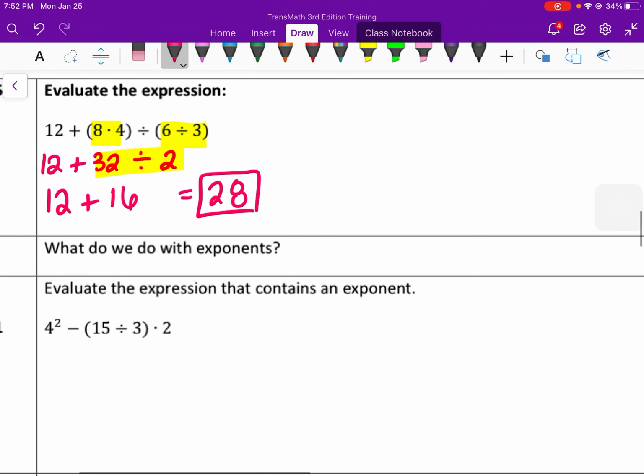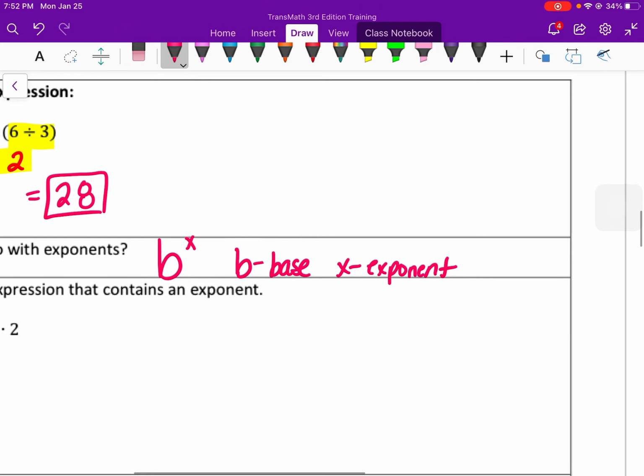All right, what do we do with exponents? So let's just review. An exponent, like b to the x power: b is the base, and x is the exponent. The exponent tells you how many times to multiply the base by itself. So if you have 3 squared, that means you multiply 3 times 3, which is 9, because it is the base of 3 to the second power, so 2 3s.